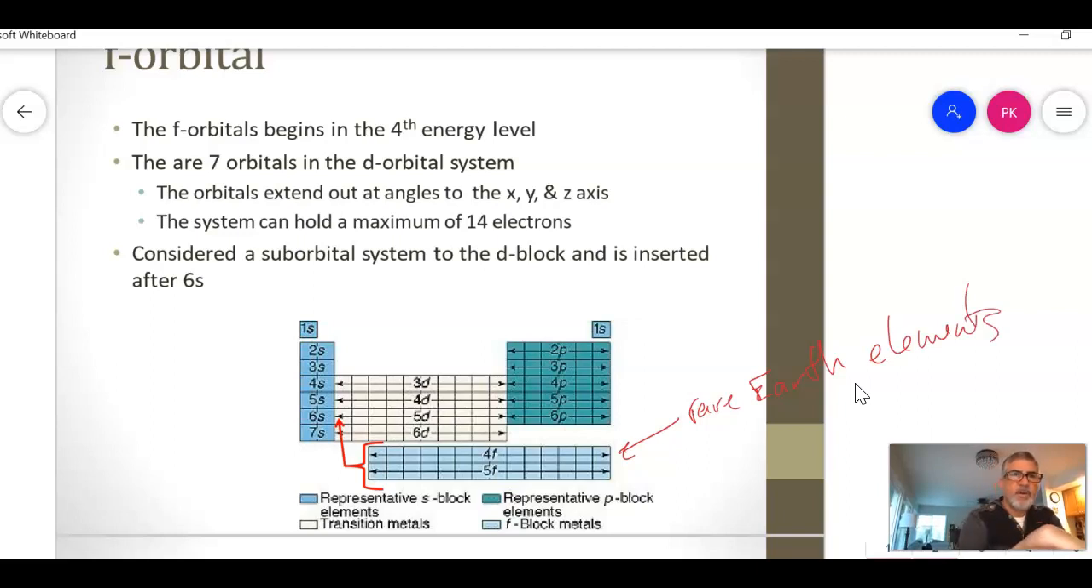So it begins in the fourth energy level. So this is a subsystem. There are 7 orbitals. So if there are 7 orbitals, there are 14 electrons.